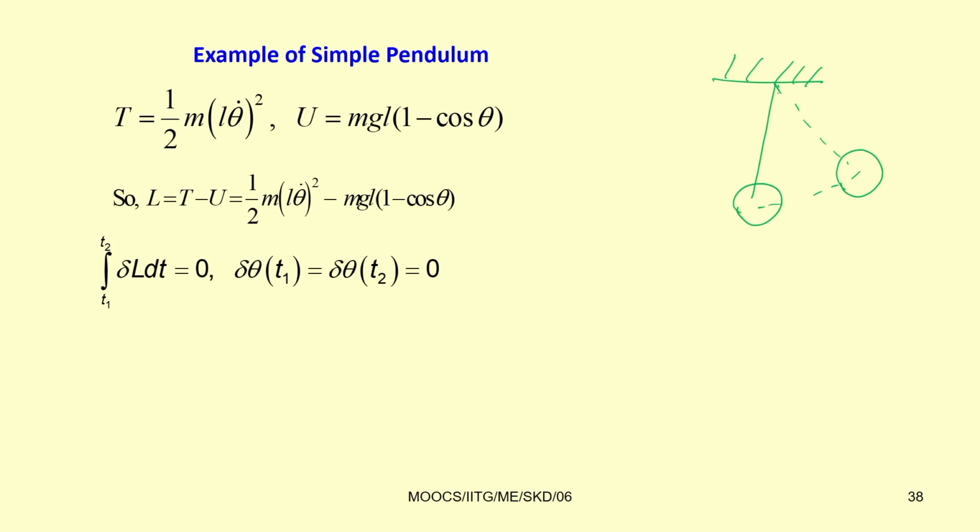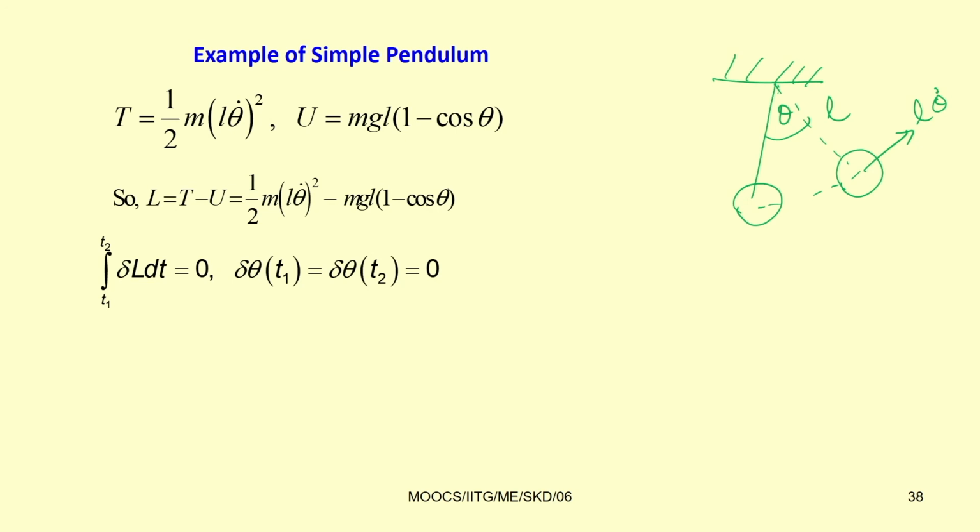So, already we have seen that if this angle is theta and this length is L, the velocity is equal to L theta dot. So, the kinetic energy T equals half m L squared theta dot squared, and the potential energy U equals m g L into (1 minus cos theta). So, L equals T minus U, equal to half m L squared theta dot squared minus m g L into (1 minus cos theta). Now let us derive this.